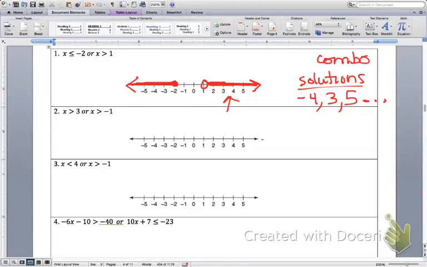So again, this is my traditional compound inequality, the graph for an or. But sometimes this doesn't happen, one to the left, one to the right. Sometimes they'll overlap and we'll get different types of answers. So that's what we're going to see on numbers 2 and 3. So let's look at number 2. We're going to start at 3. And that's going to be x greater than 3.